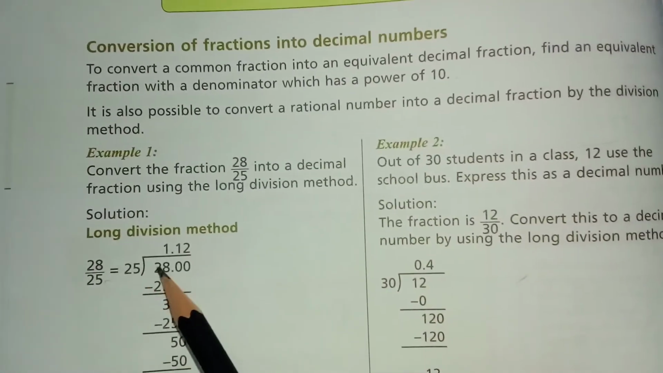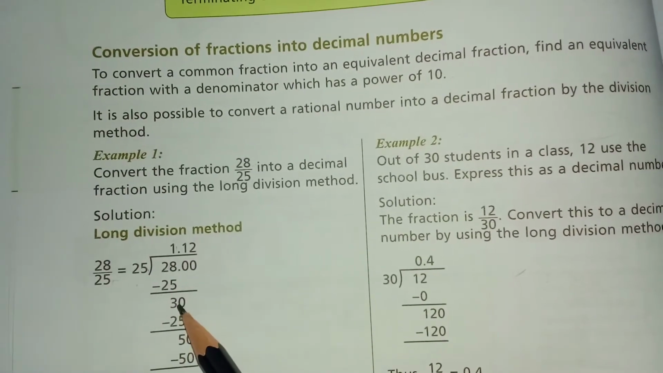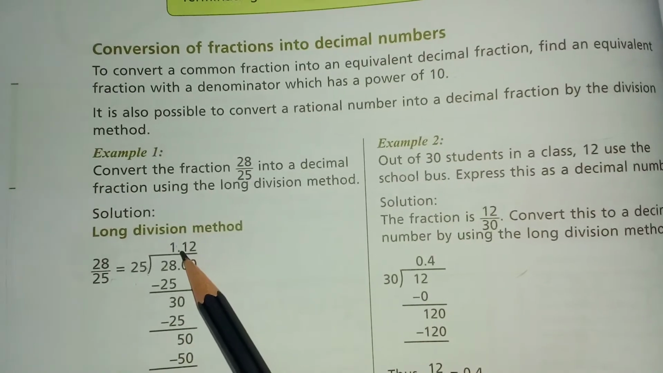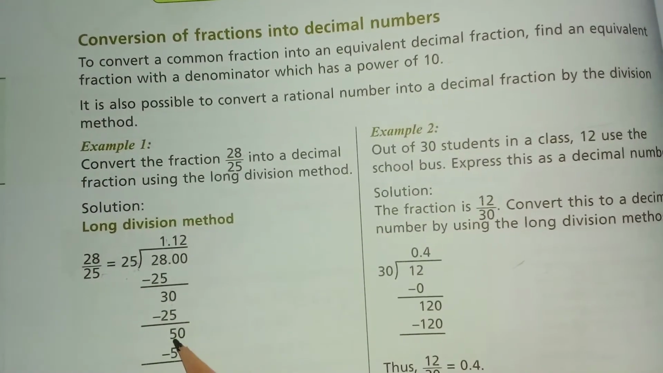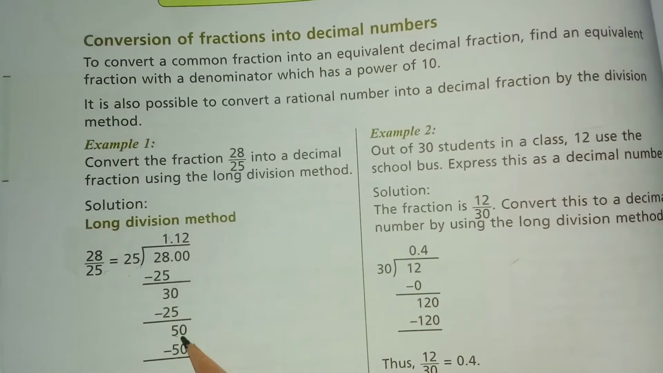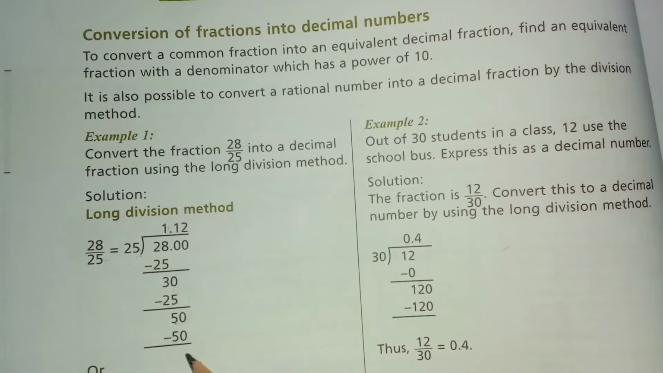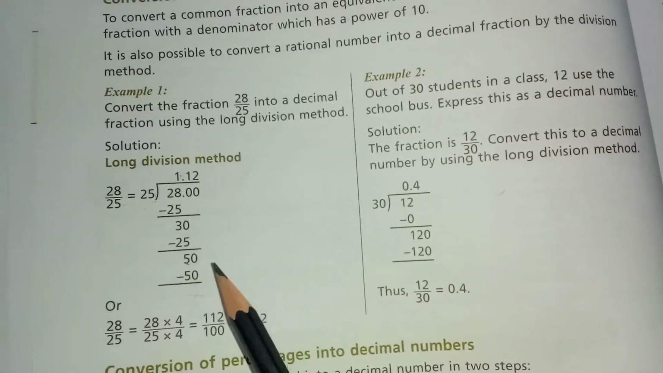So 28 and 25 can be written like this. 25 ones are 25 and the remainder is 3. So 3 cannot be divided by 25. So we have to put a point here and a 0 here. 25 ones are 25 and the remainder is 5. Now, due to the point we can write 0 here. So 25 twos are 50. So 1.12, the division process ends. The division process is complete. So 28 over 25 is a terminating decimal.